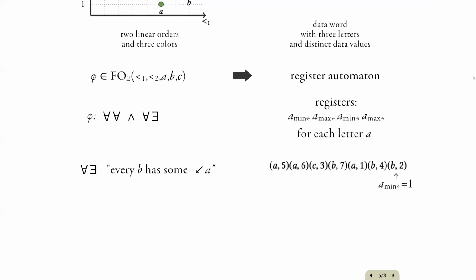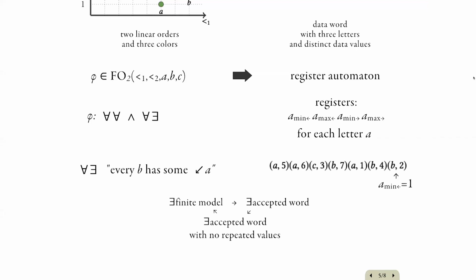In order to do this, we need registers storing the minimum and the maximum of values with label A to the left and to the right from a given node. And those values can be verified by a non-deterministic register automaton. So it is easy to see that if there is a finite model of the sentence, then the data word representation of this model is accepted by the automaton. Conversely, if we have a data word which is accepted by the register automaton, and in which no value appears twice, then this data word represents a finite model of our sentence.